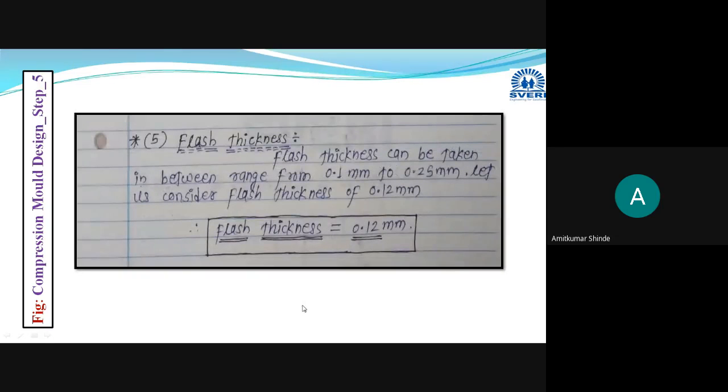Then flash thickness is generally considered in the range 0.1 to 0.25 millimeter. In this range you can assume any value here, and if sometimes they directly mention it in the numerical itself, then you have to take the mentioned value. The thickness of the layer formed, whichever excess material will flow out and acquire the land portion, that will be termed as flash.